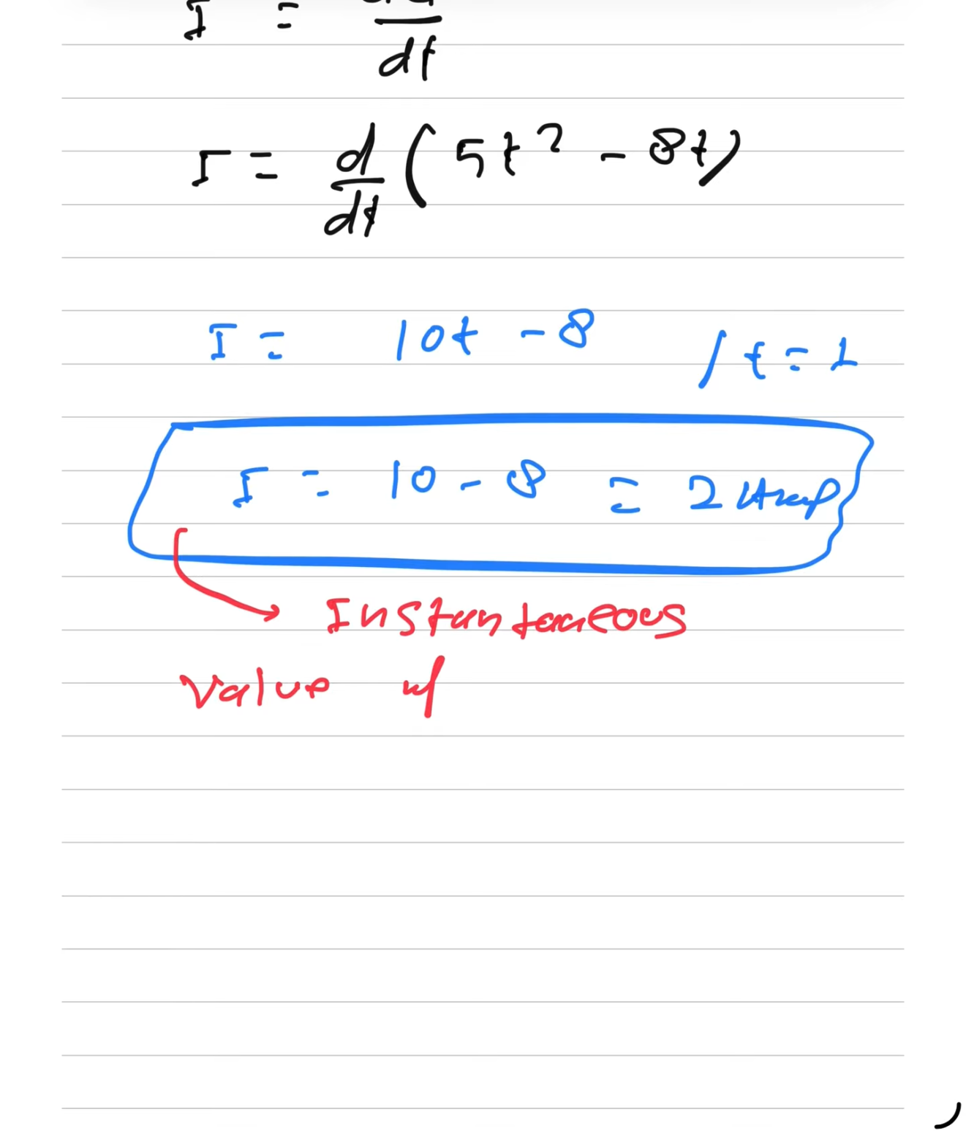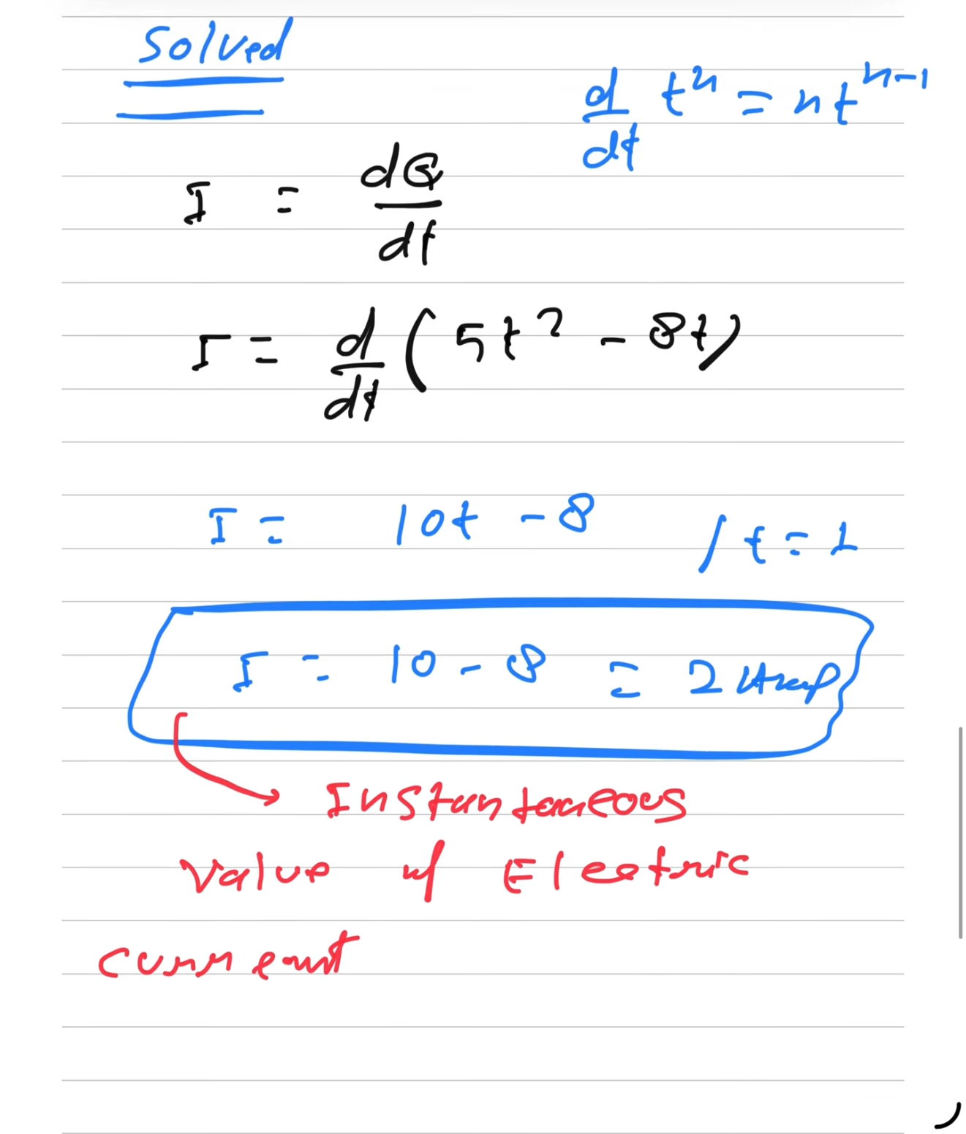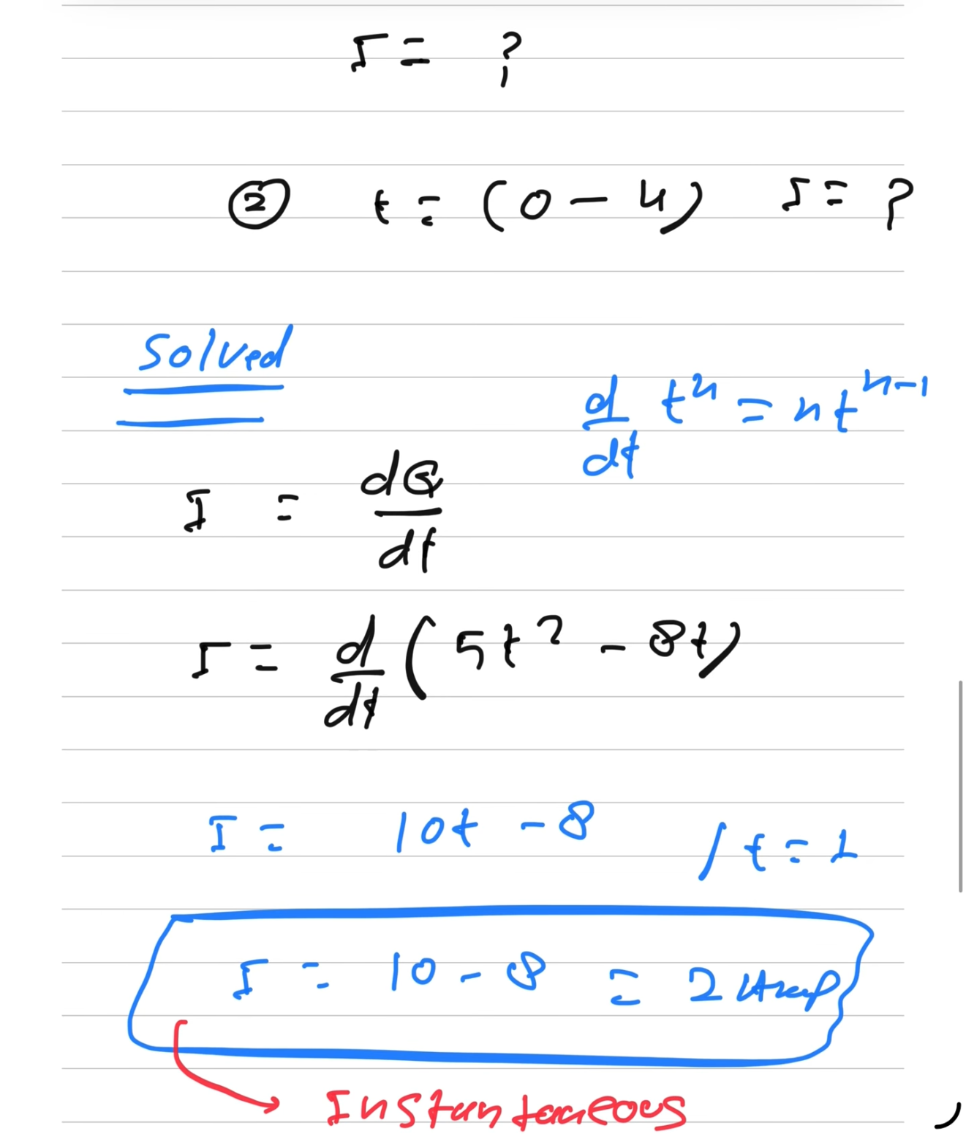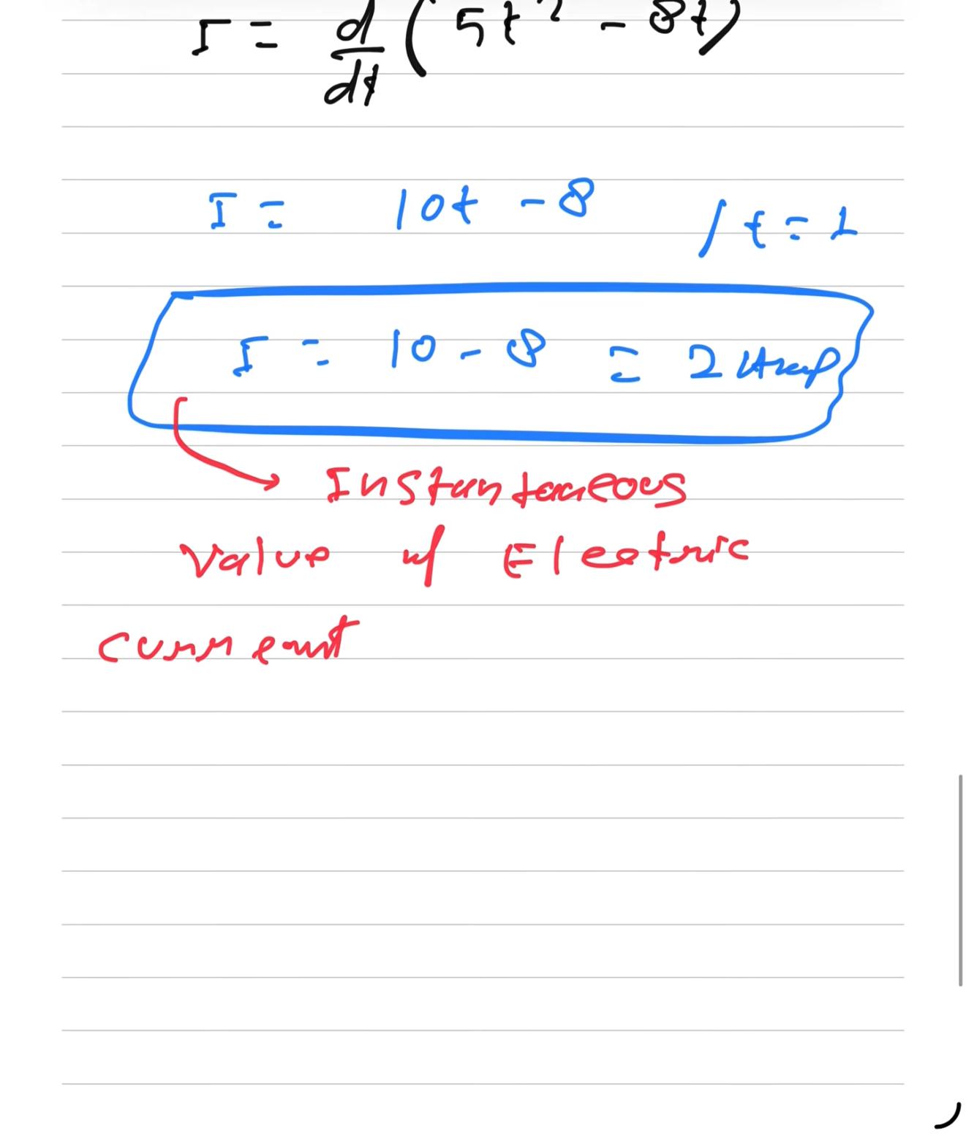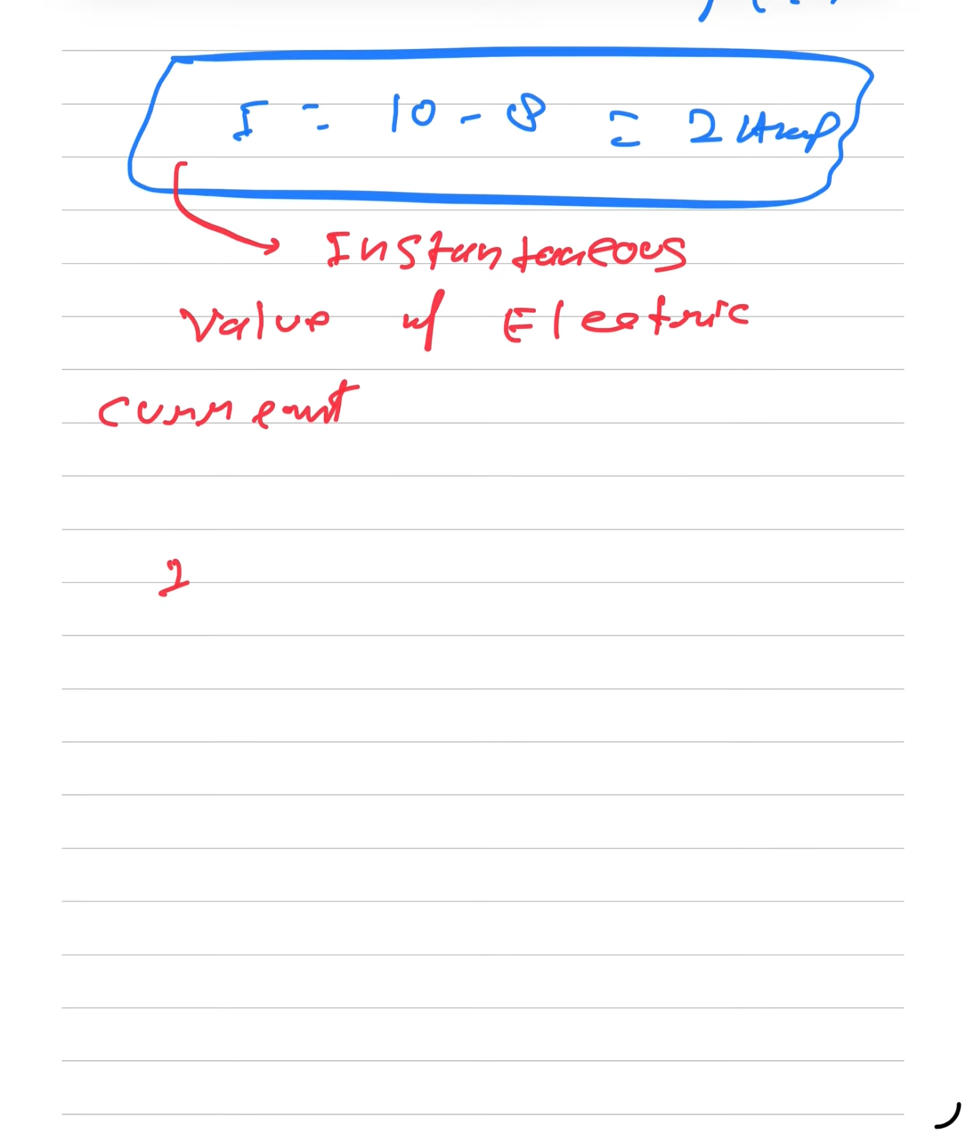Instantaneous value of electric current. Right. And the second point: what is the value of electric current from 0 to 4 seconds? This is the average value of electric current. I average equal to Q2 minus Q1 divided by T2 minus T1.